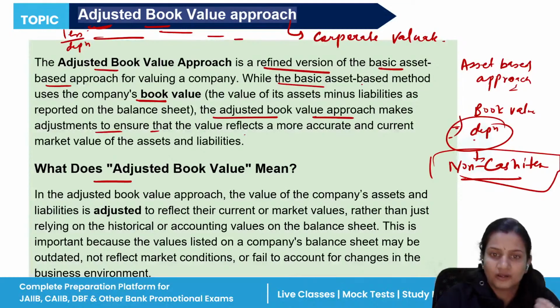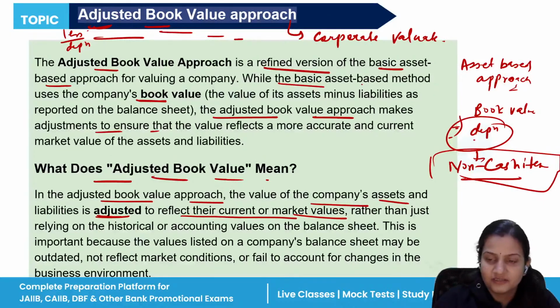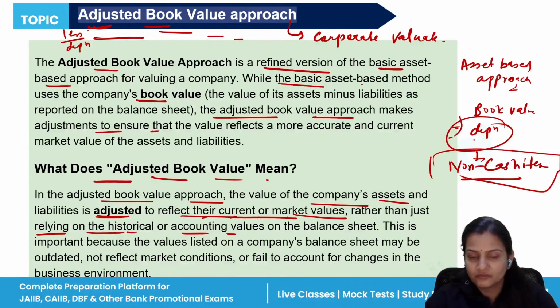So in this case, we will only consider all the important assets, and from those assets we will deduct all the liabilities. So in the adjusted book value approach, the value of the company's assets and liabilities is adjusted to reflect their current or market value. We adjust in such a way that it may reflect the true and fair value of the business, related to current and market value rather than just relying on the historical or accounting values. So whatever we have recorded as historical value, we need to change.